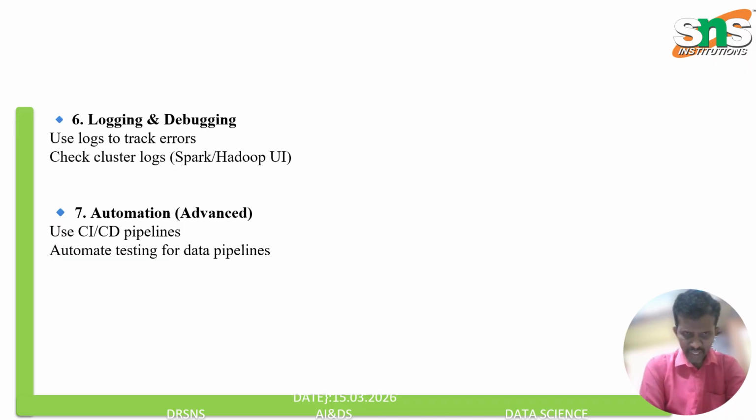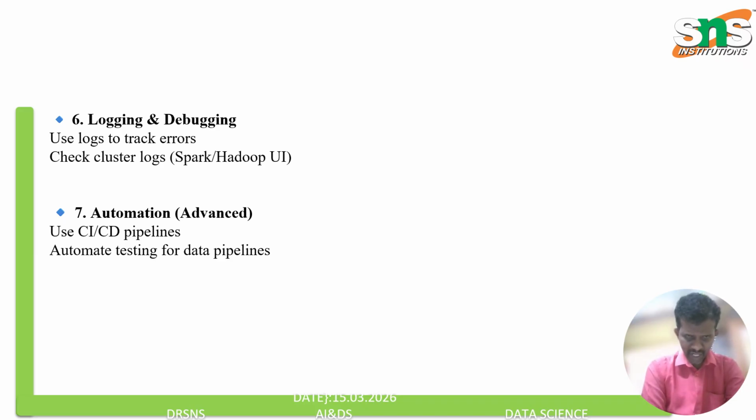Next one, logging and debugging. What is meant by logging and debugging is, first we have to use logs to track the errors, like doing a compilation. Compilation is used to identify whether there is any error in a program. Likewise, we can use the logs to track the errors. We can check the cluster logs, that is Spark and Hadoop.